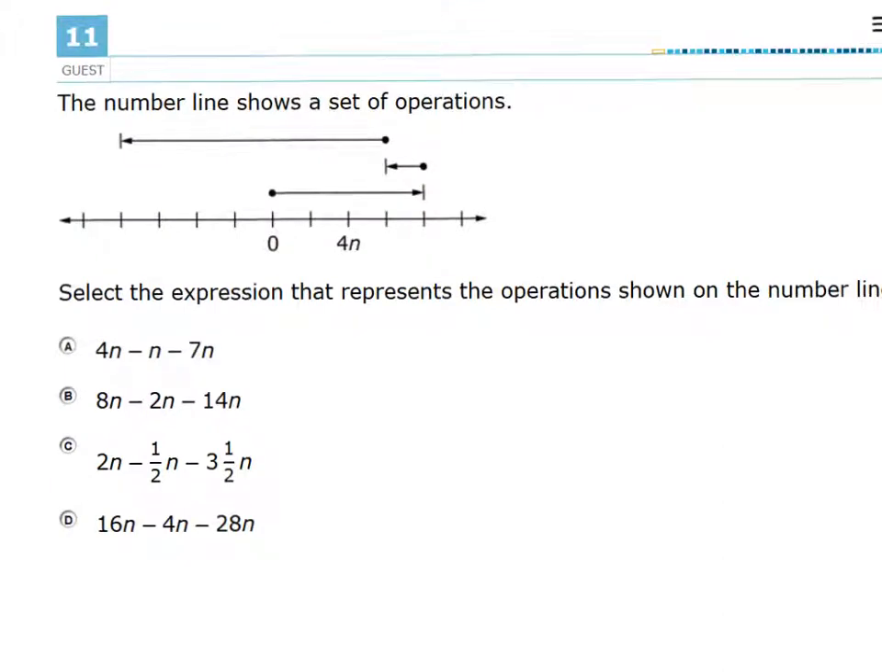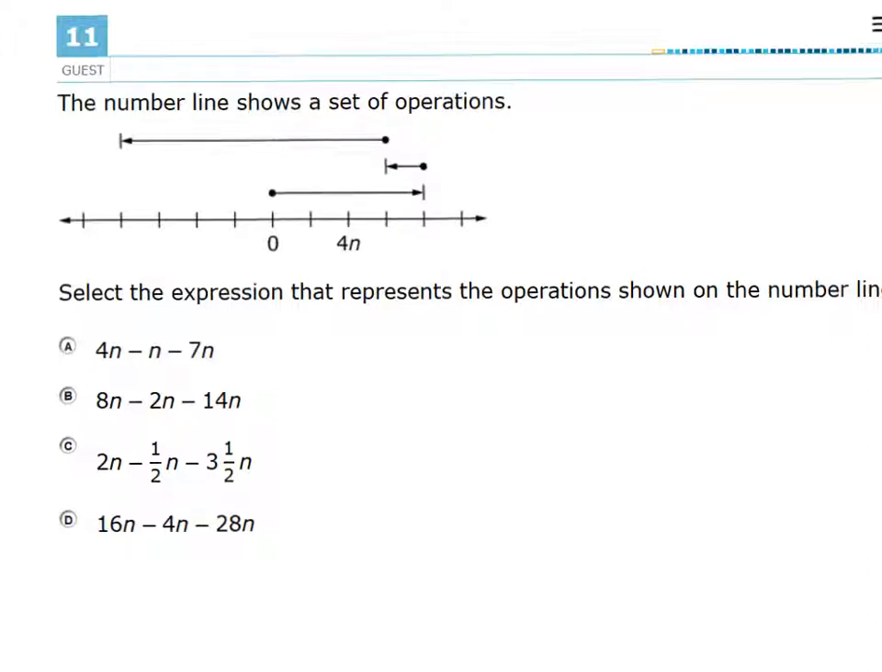Now let's do number 11. The number line shows a set of operations. Select the expression that represents the operation shown on the number line. Now let's take a look at our number line.